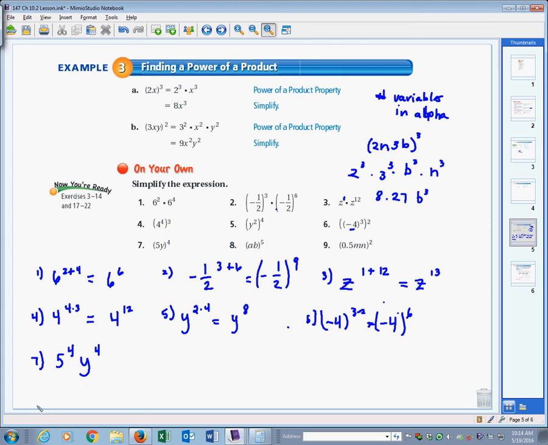Okay? So I can still simplify this, right? I can say 5 to the 4th, which is going to be 625. But I'm okay with you guys just giving me the exponential notation at this point, because 5 times 5 times 5 times 5 is 625.